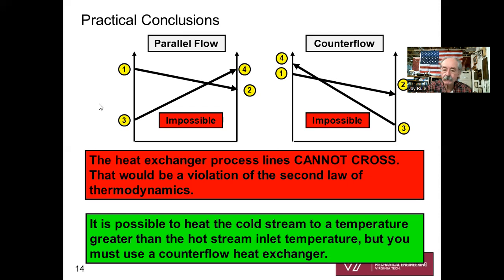So here are some practical conclusions about the second law. What I've shown on this slide are impossible things. It is impossible, in parallel flow heat exchangers, for these two lines on the temperature map to cross. That's impossible. Similarly, in counterflow situations, it is impossible for these lines on the temperature map to cross. You can never get the cold fluid hotter than the hottest hot fluid.